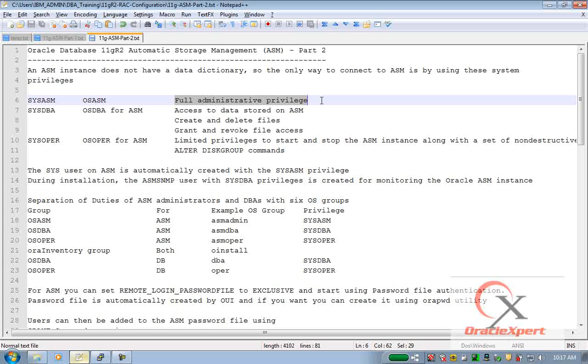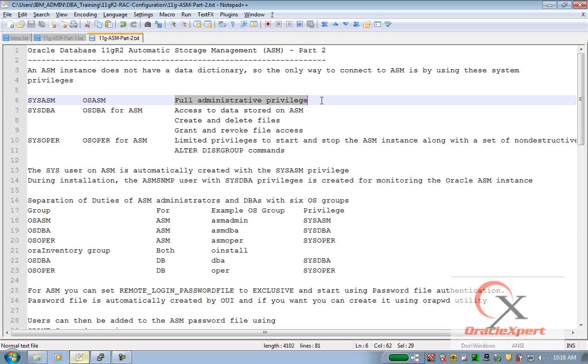And then the third in the command hierarchy is SYSOPER. You might want to create a group such as OSOPER for ASM, and the SYSOPER special privilege has limited privileges to start and stop the ASM instance along with a set of non-destructive ALTER DISKGROUP commands. So any ALTER DISKGROUP that is non-destructive in nature can be performed by SYSOPER. But the highly privileged account is SYSASM, who can do everything.